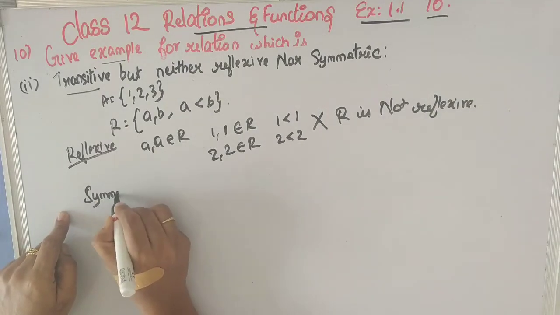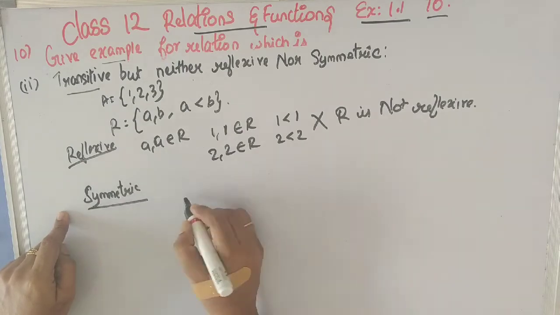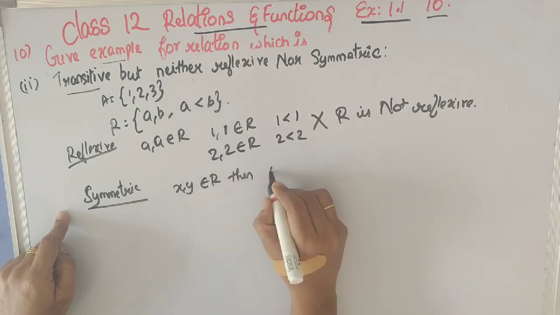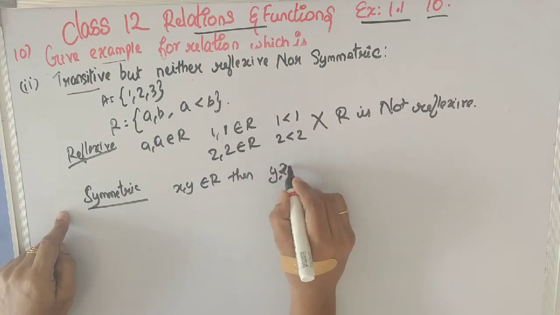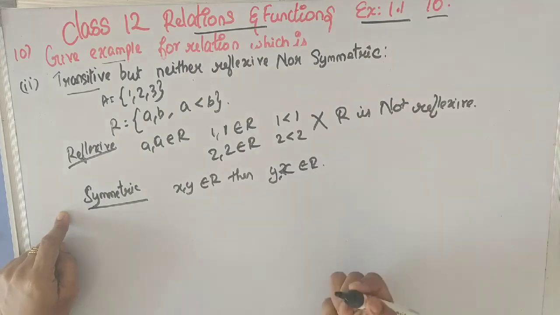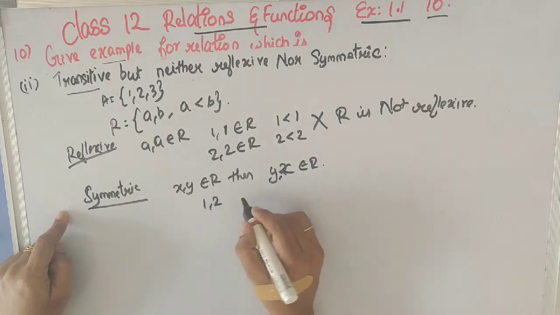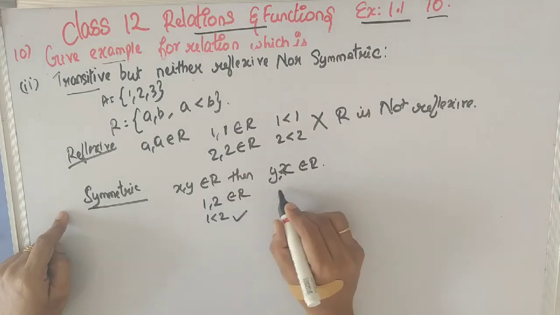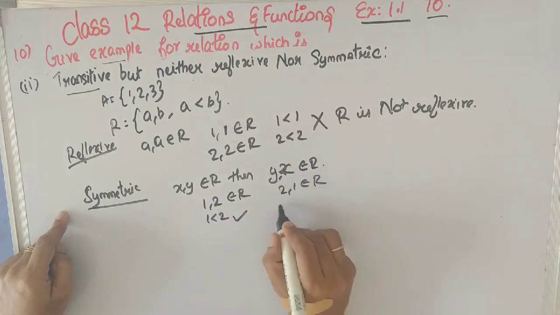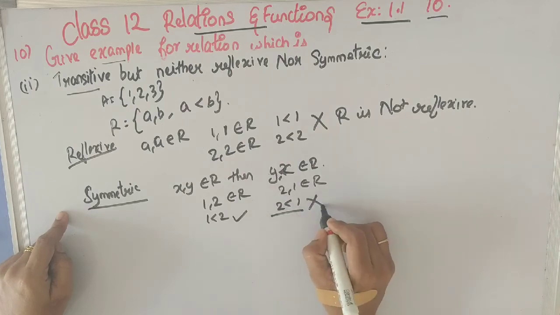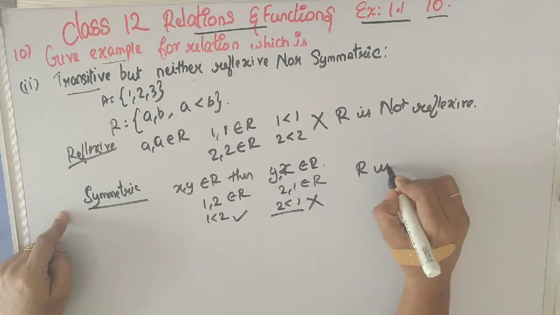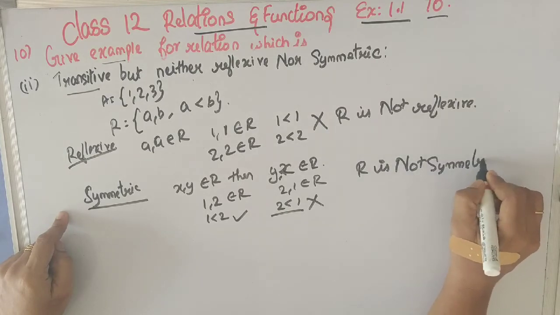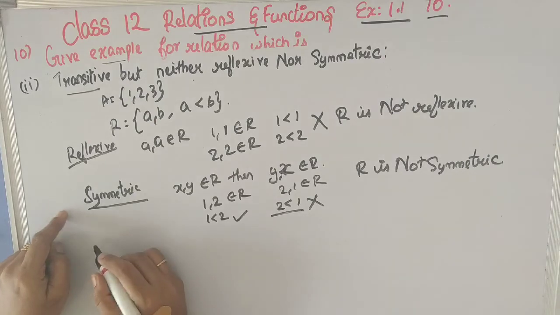Clear? Now let's check whether the relation R is symmetric or not. Okay? What is a symmetric relation? If (x, y) is an element of R, then (y, x) must also be an element of R for the relation to be symmetric. Here, (1, 2) is an element of R. Is it possible? Yes, 1 is less than 2. So, it's possible. Then (2, 1) is an element of R. Is it possible? No. 2 is not less than 1. Therefore, this relation R is not symmetric. (1, 2) is an element of R, but (2, 1) is not an element of R.